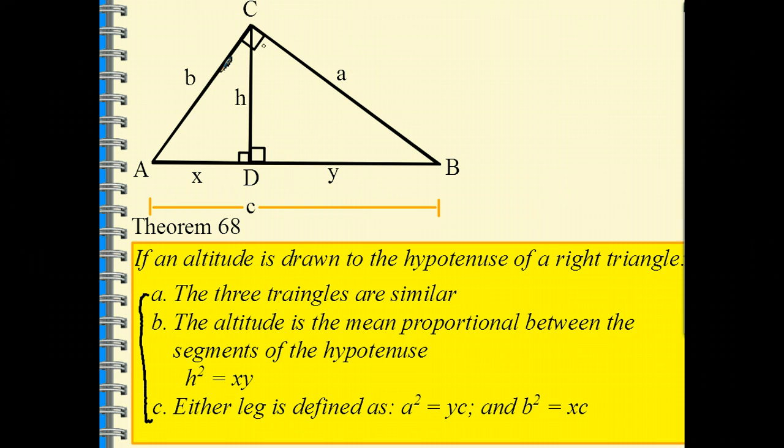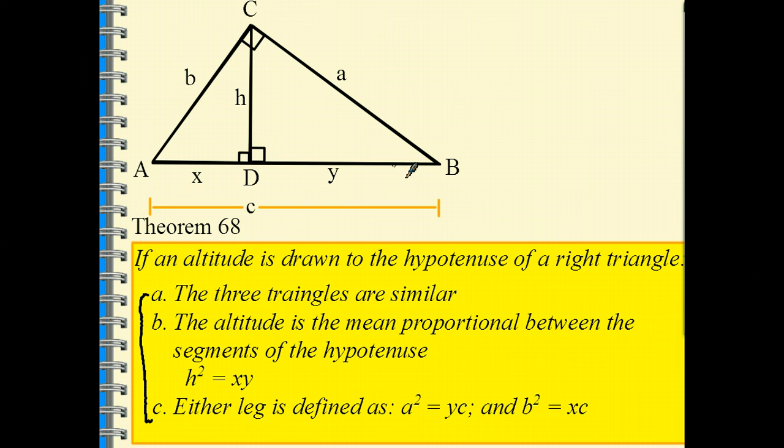So we've got a diagram here that shows triangle ABC is a big right triangle. We draw an altitude from angle C, the right angle, to the hypotenuse at point D, and we label our legs A and B. Little a, little b, those are our legs. And our hypotenuse we call C.